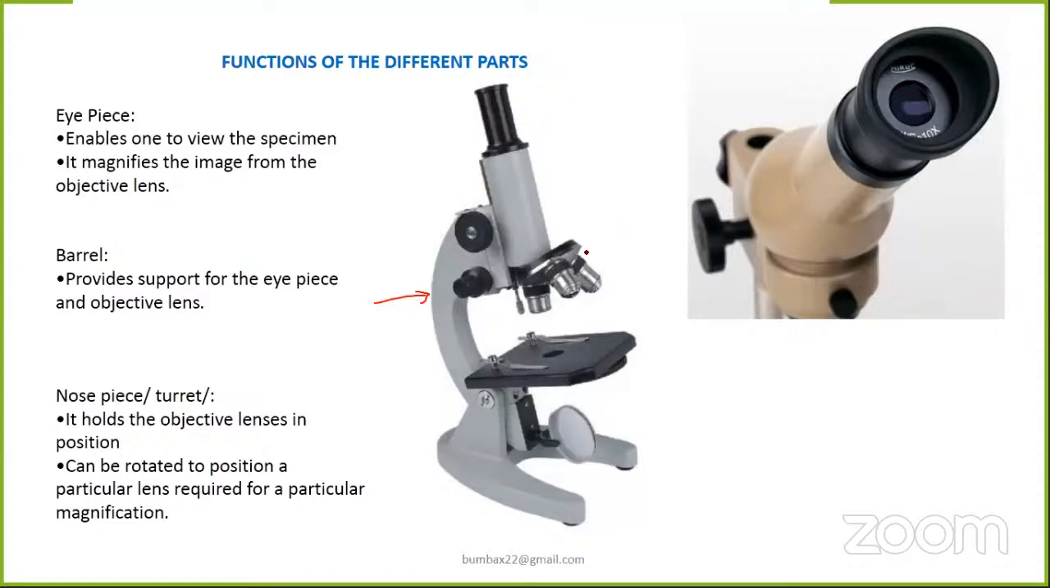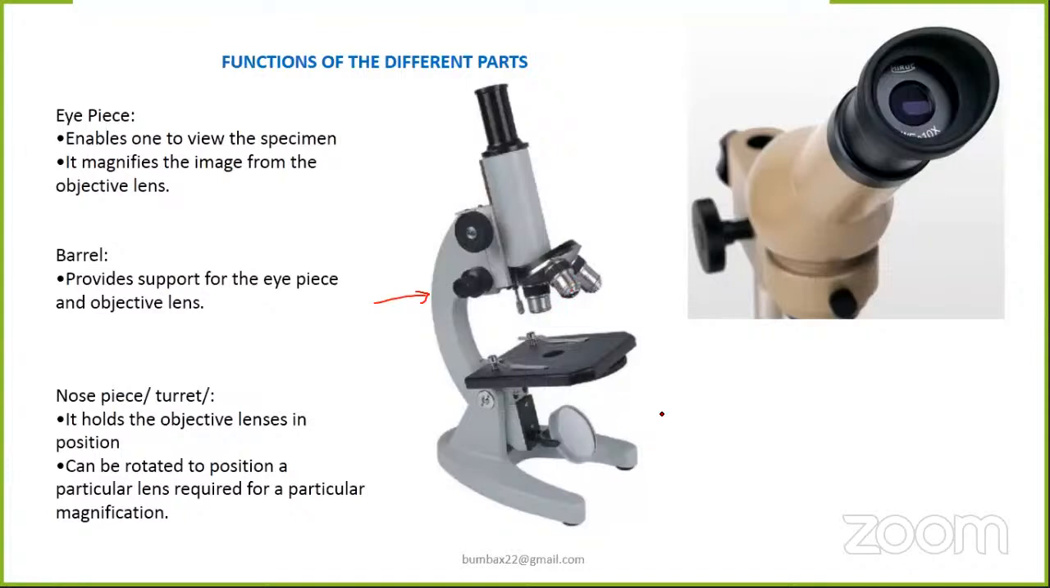Okay, now these objectives normally have times 40 if it is medium power, because they are normally divided into three: we have low power, medium power, and high power. Okay, now high power, you're able to see more detail, but you see few organisms. Medium power, it is intermediate. And then low power, you see many organisms and less detail.